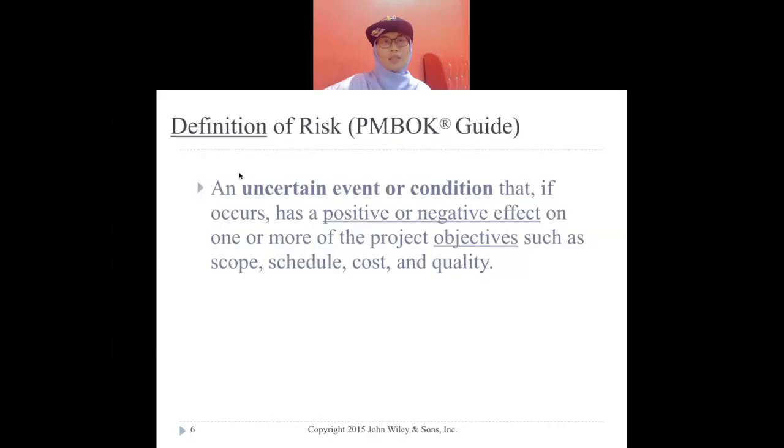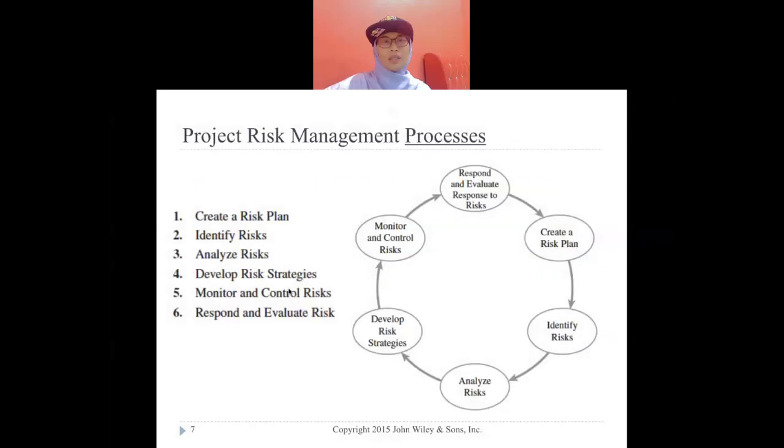So first of all, we need to know, kenal tak kenal maka tak cinta, right? So define what is risk. Risk, based on the PMBOK guide, is defined as an uncertain event or condition that, if it occurs, has either a positive or negative effect on one or more project objectives, because normally we have more than one objective, right? So either on the scope, schedule, cost, or quality.